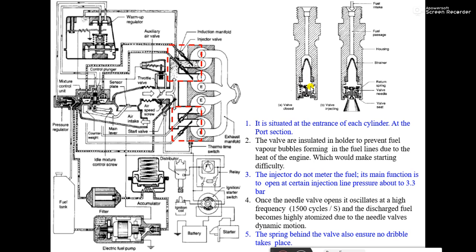This is your valve. Okay, this valve is spring loaded, so due to that spring pressure, it resists to leave its seat. Okay, but when pressure behind the seat goes beyond 3.3 bar, then that 3.3 bar is responsible to deflect the spring and allow fuel to enter the inlet manifold. Okay, so this is the construction. Now once the needle valve opens, it oscillates at high frequency.